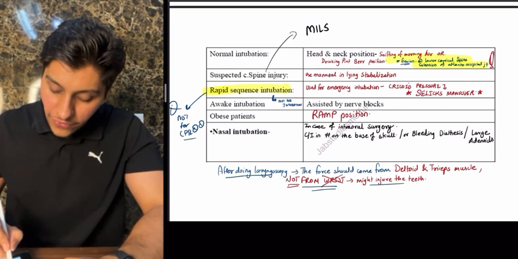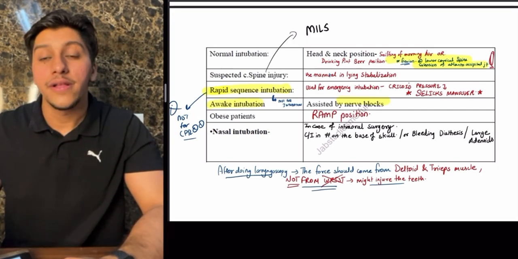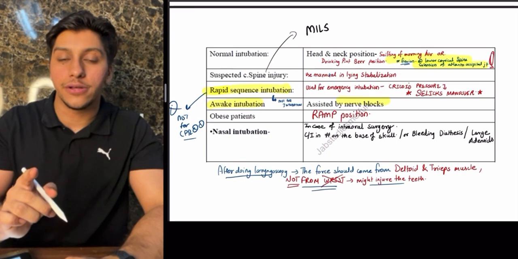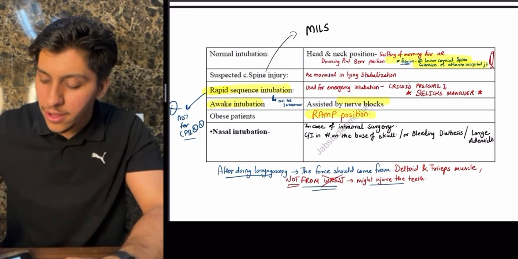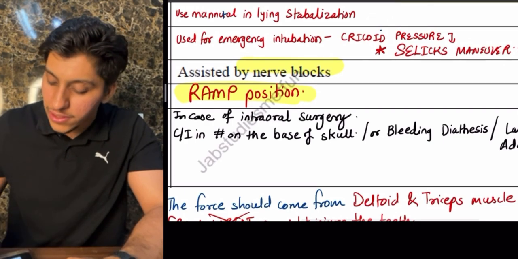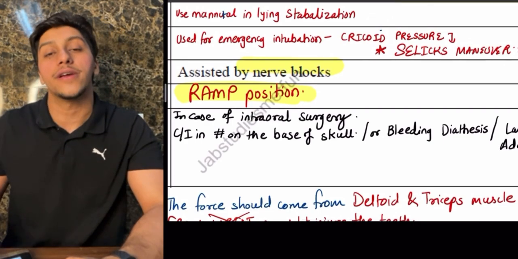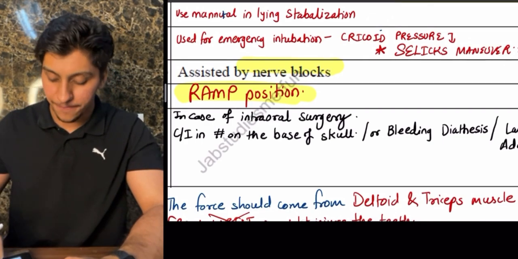Okay. In case of awake intubation, we have to give nerve blocks. And whenever you have an obese patient, the position in which we keep the patient for intubation is going to be a ramp position, and ramp is nothing but a reverse Trendelenburg position. Okay, a reverse Trendelenburg position.